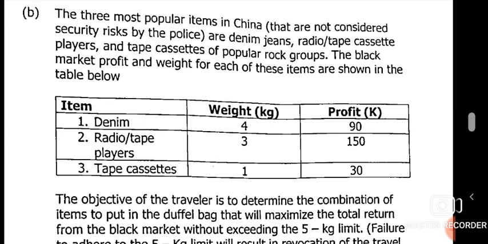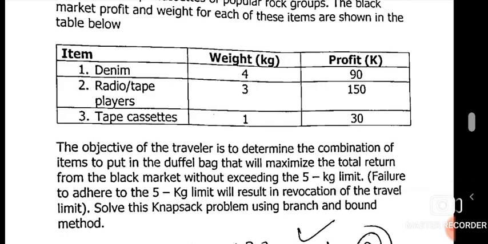So you would have to make a function from this, like the way I gave in my example. You need to work with functions. That's the only way it will help you solve this knapsack problem. And then now they're saying, okay, the objective of the traveler is to determine the combination of items to put in the duffel bag that will maximize the total return from the black market without exceeding the 5 kg limit. Failure to adhere to the 5 kg limit will result in revocation of the travel limit. Solve this knapsack problem using branch and bound.